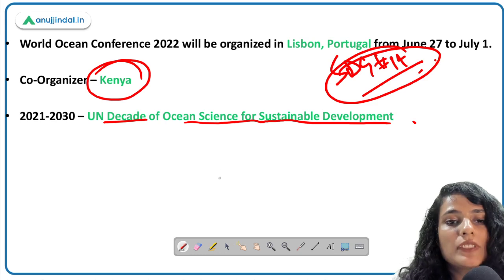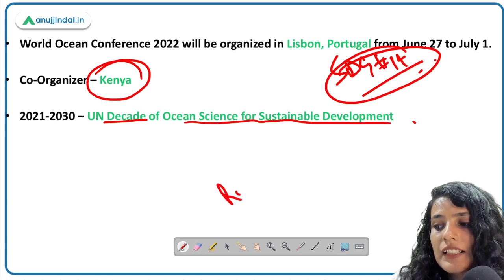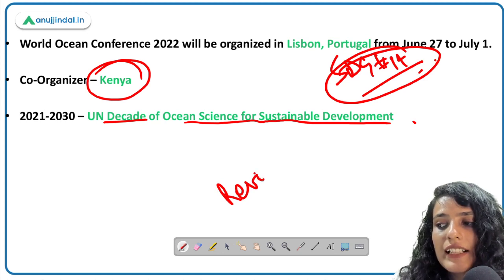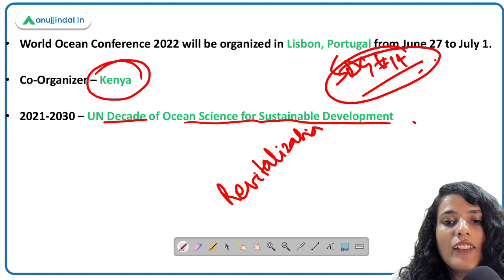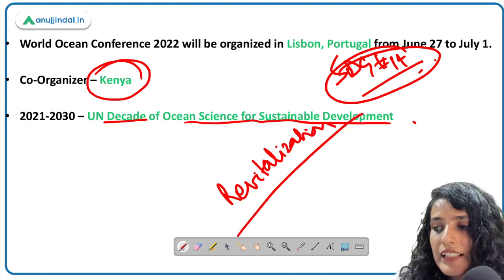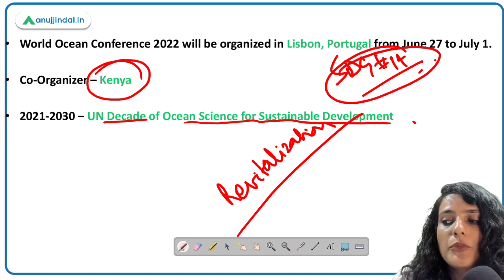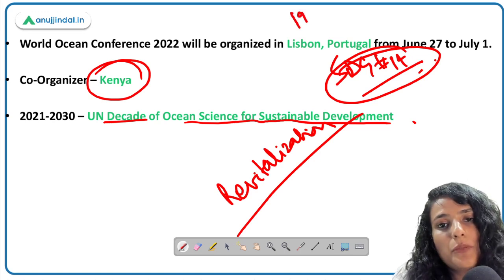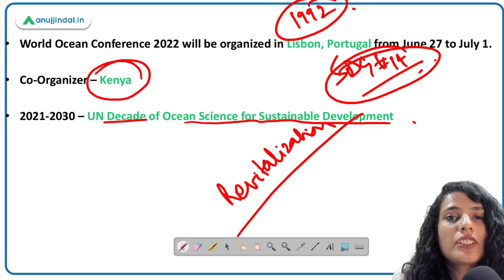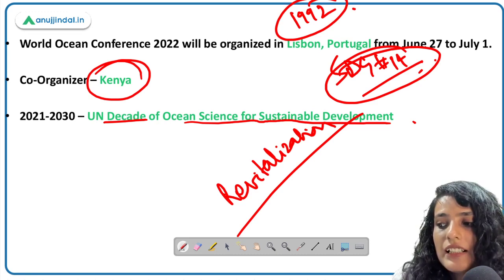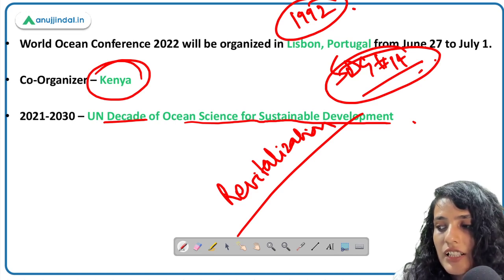So what is the theme of World Ocean Conference 2022? It is revitalization, collective action for the ocean. And World Ocean Day was first proposed at the 1992 Rio Earth Conference, held in Rio de Janeiro, Brazil. The Earth Summit is when the World Ocean Conference was first promoted.